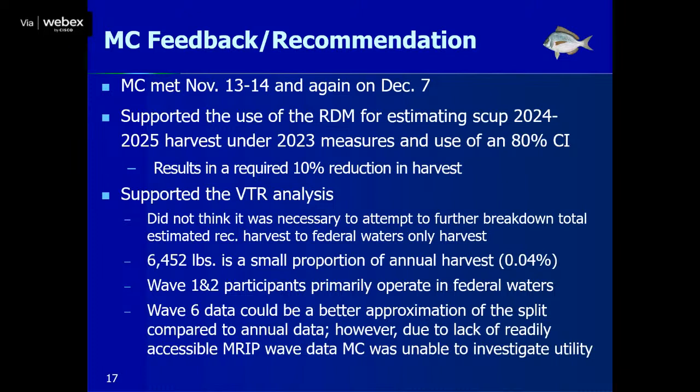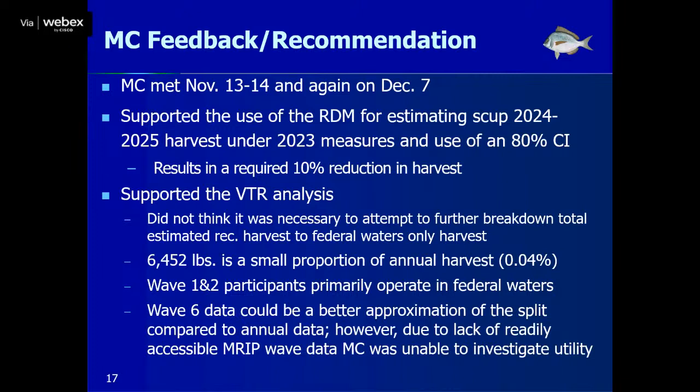When reviewing the analysis, there was some discussion on possibly breaking down the total estimated recreational harvest to try to predict federal waters only harvest. But given the removal of scup during January through April with such a low poundage based on the analysis shown on the previous slide, they didn't think it was necessary. They also noted that wave 1 and 2 participants primarily operate in federal waters based on past and more recent stakeholder feedback, further supporting not further breaking down the harvest estimate.